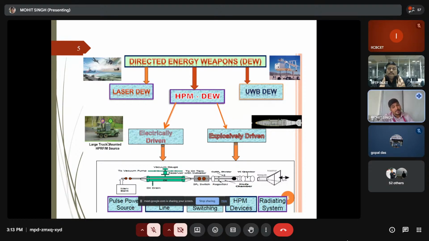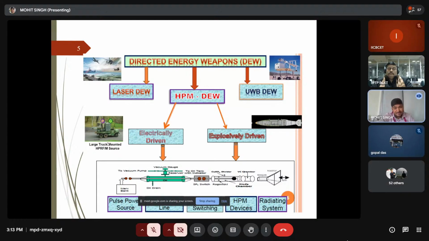What are those advantages? The first advantage is that the HPM directed weapon does not have any problem during radiation or propagation in the atmosphere. But laser and particle beams suffer from atmospheric losses. That's why we are mainly focused on the HPM directed energy weapon.